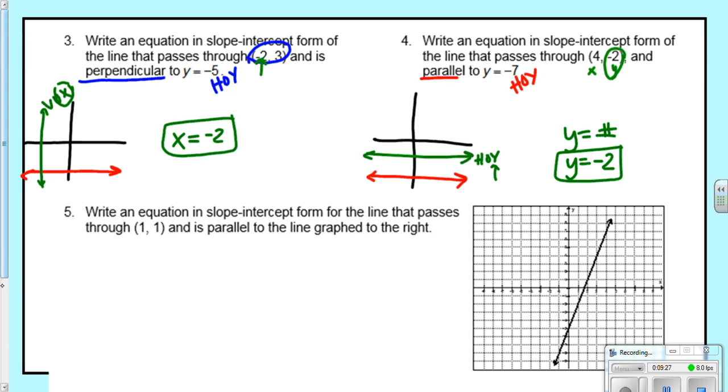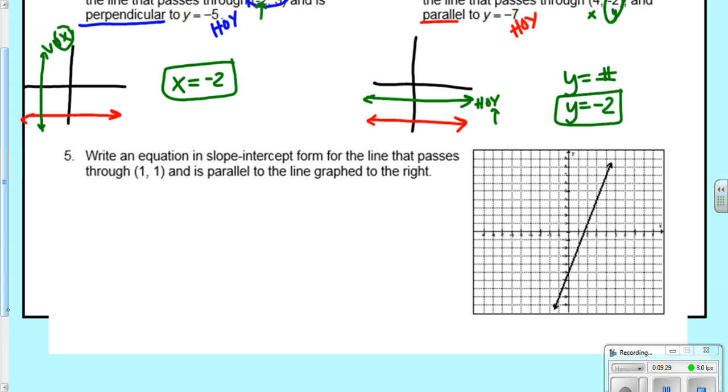Number 5: write an equation in slope-intercept form for the line that passes through (1, 1) and is parallel to the line graphed on the right. So here's the line I've got. I want a line that goes through (1, 1). Instead of sitting here and trying to guess that looks about right, I'm going to actually use the math here.